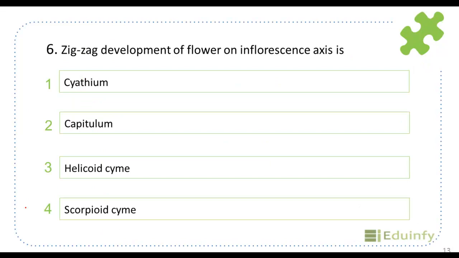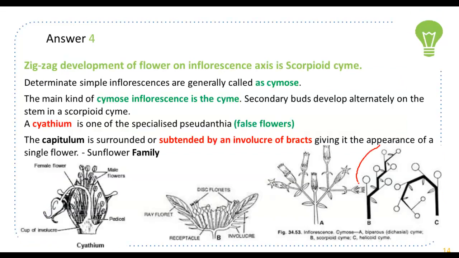Next question. Zigzag development of flowers on inflorescence axis is cyathium, capitulum, helicoid cyme, scorpioid cyme. When the zigzag development is seen, it is scorpioid cyme. Fourth one is the answer. This is the zigzag pattern. This is scorpioid cyme. Cyathium is one of the specialized pseudanthia, that is false flower. Another one is capitulum. Capitulum is surrounded by involucre of bracts and gives an appearance of a single flower, that is sunflower family. This is capitulum.